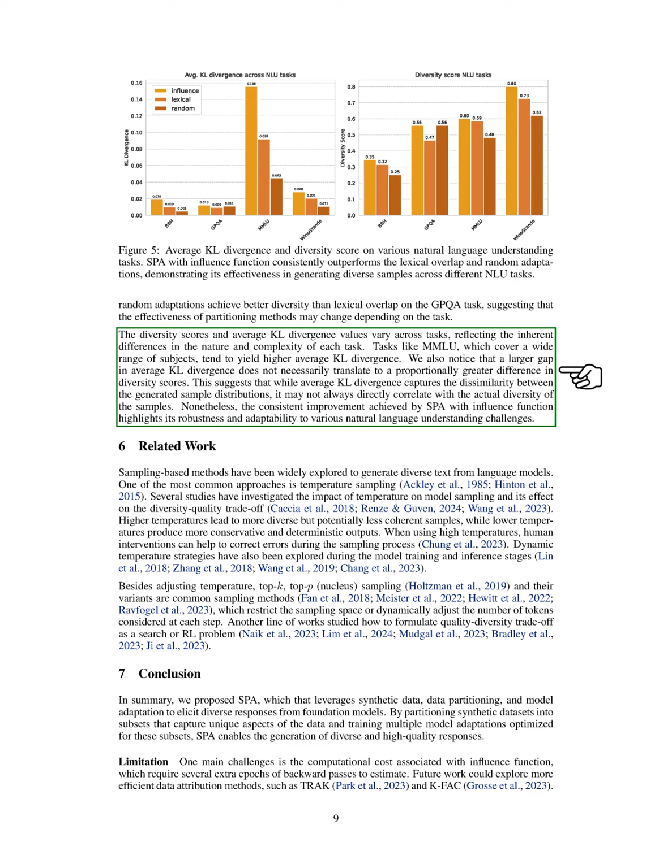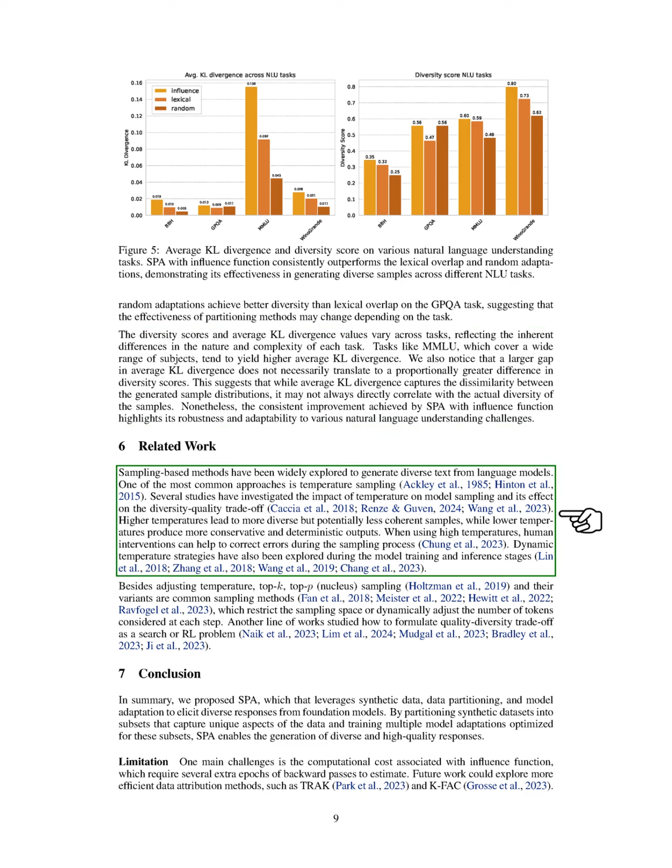We also observe that a larger difference in average KL divergence does not always correspond to a significantly greater difference in diversity scores. This suggests that while average KL divergence measures the dissimilarity of generated sample distributions, it may not directly indicate the actual diversity of the samples. Nevertheless, the consistent improvements from SPA with the influence function demonstrate its robustness and adaptability to various challenges in natural language understanding.